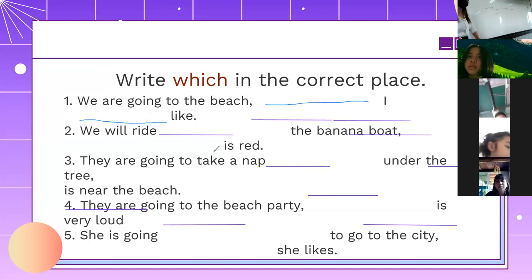So what is the answer? On the first blank. Very good. So now we are going to the beach, which I like. Okay. So now you write which on the first blank.